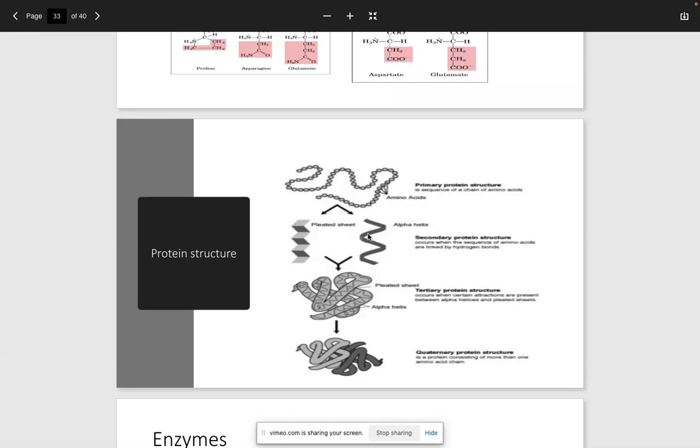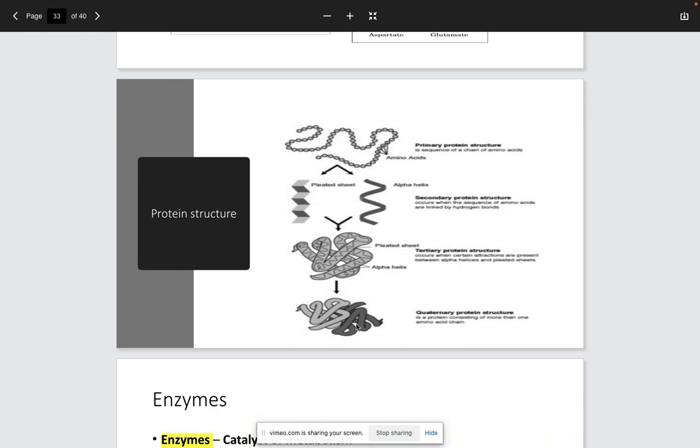As you can see here, we have alpha helices and what we call beta pleated sheets. This occurs when the sequence of amino acids are linked by hydrogen bonds. So this is considered an alpha helix. This is a beta pleated sheet. Once we have more folding on each other, we can then begin forming a 3D shape. Again, you're still going to have the alpha helix here and the beta pleated sheet as well, but it's going to form a 3D model.